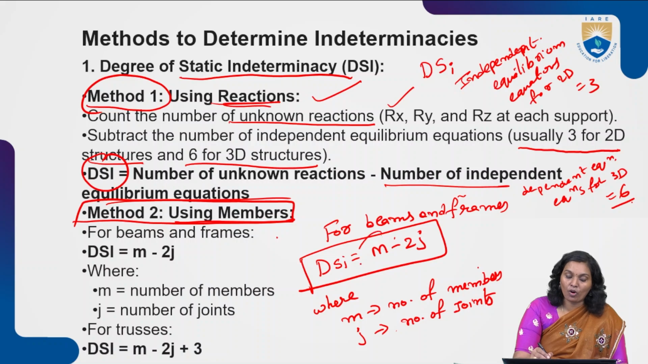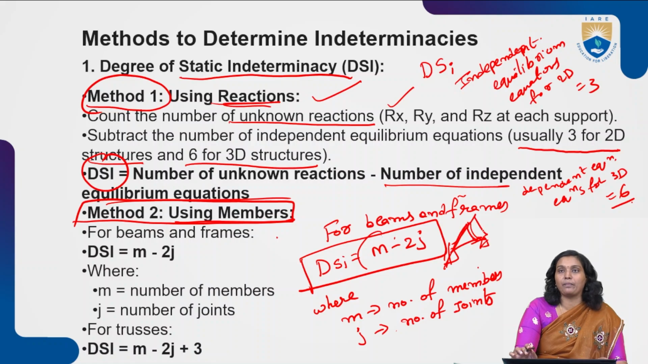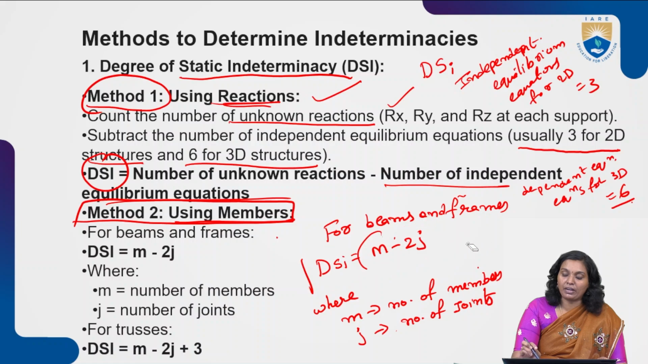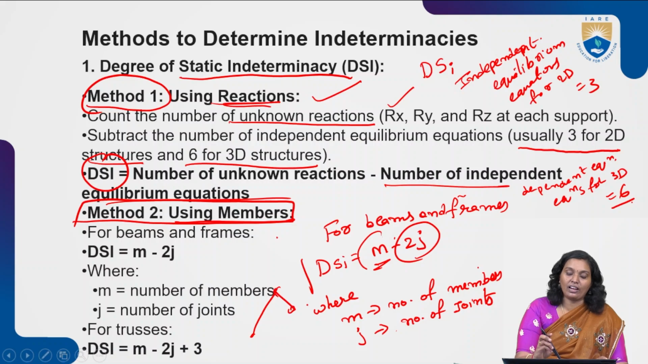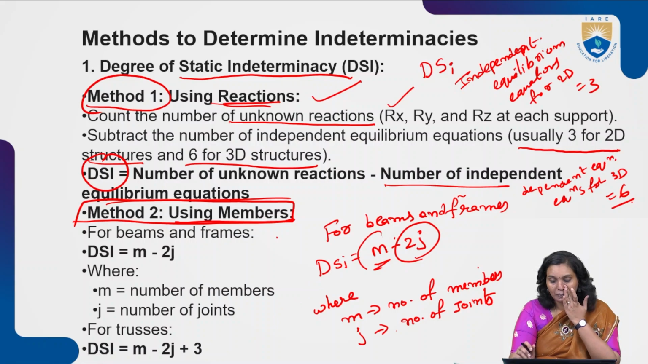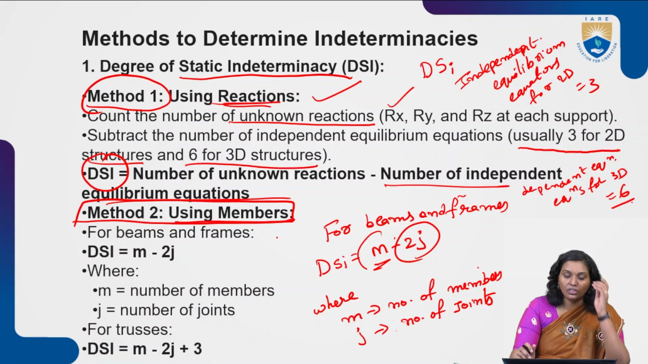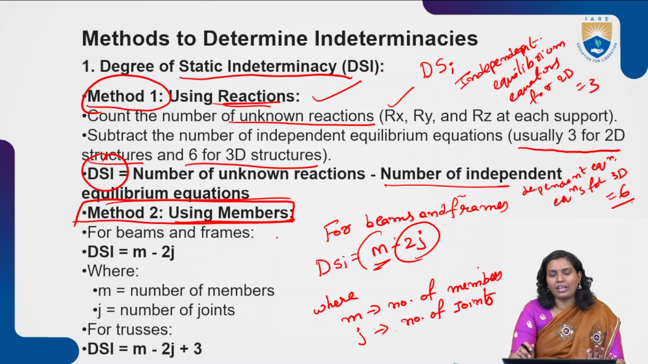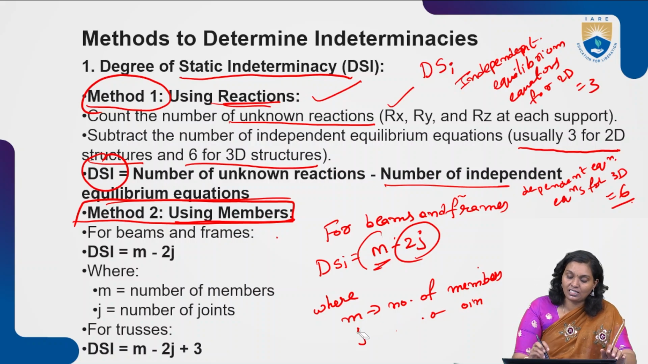So how many are there? For example, we consider a fixed support or hinged support. How many members are there in that frame, or in that particular beam, minus the number of joints? How many joints are there? Like that, we understand the formula and identify the degree of static indeterminacy. This is for beams and frames. Now move on to the trusses.